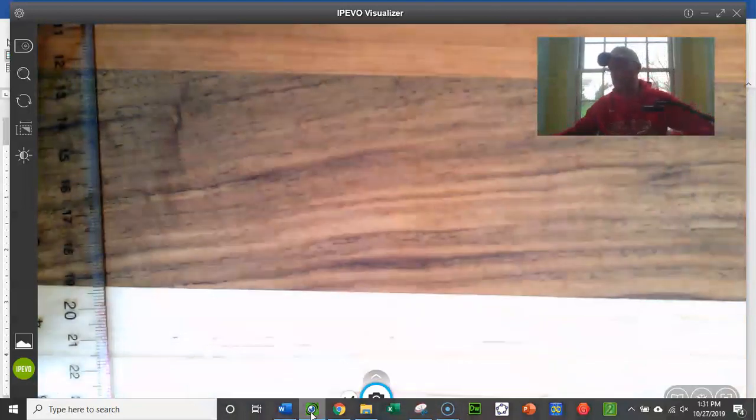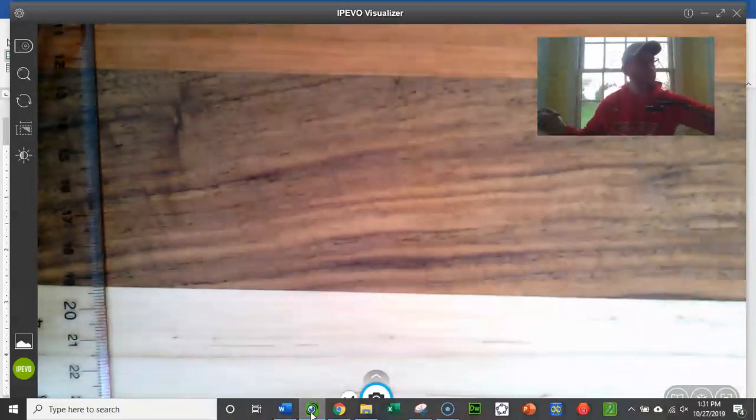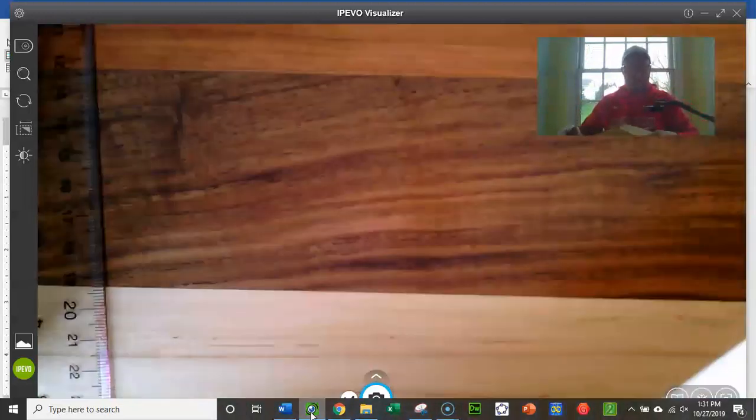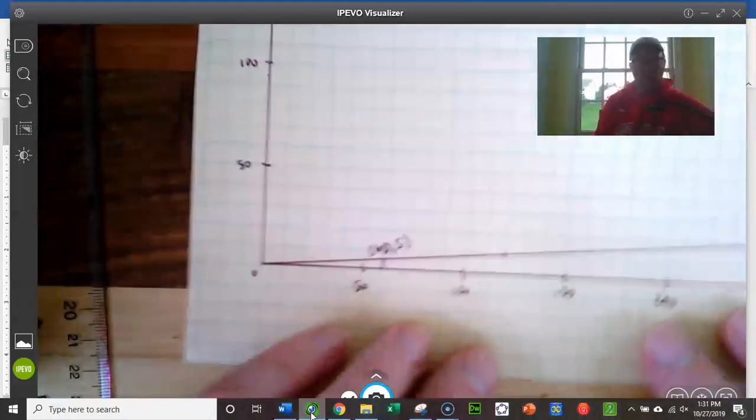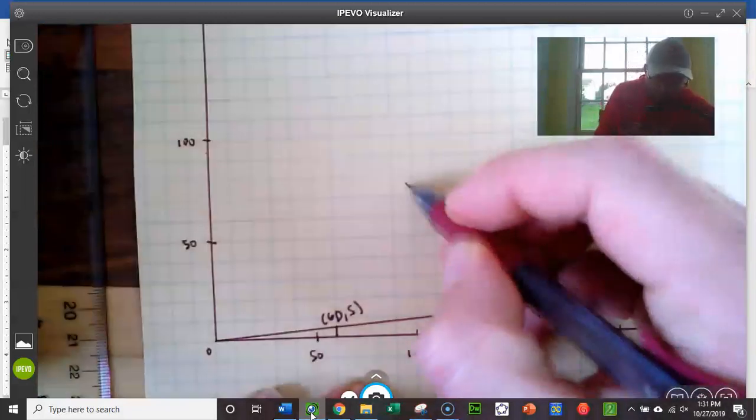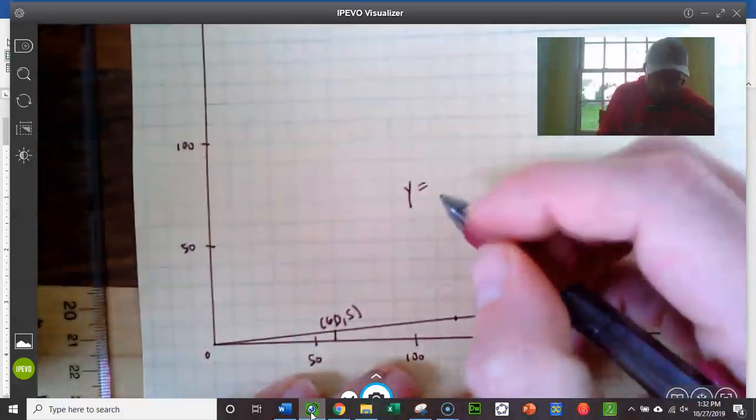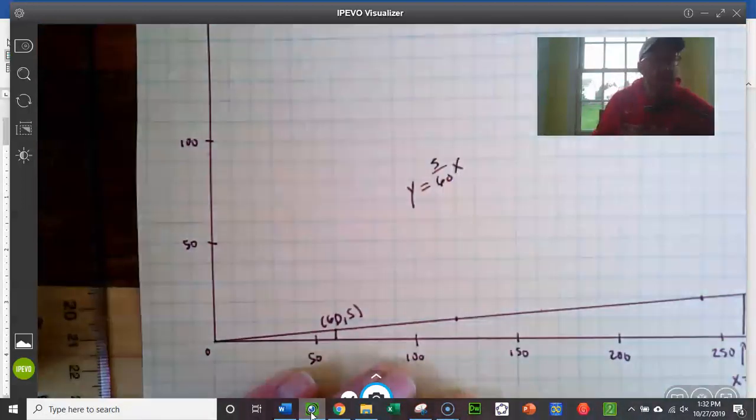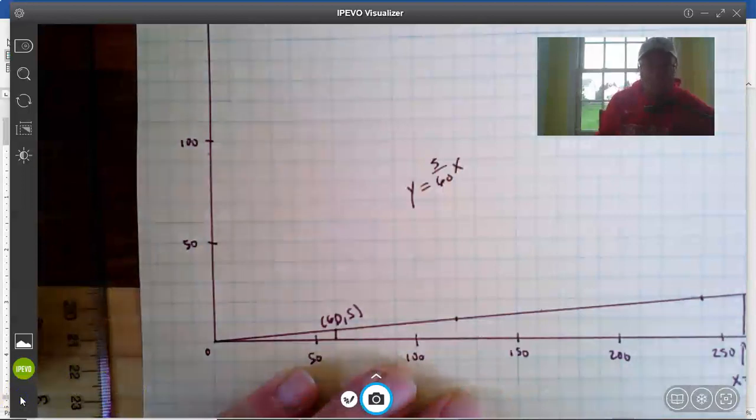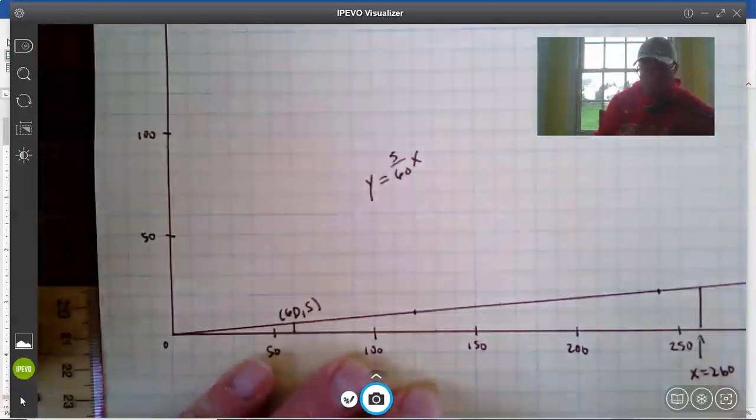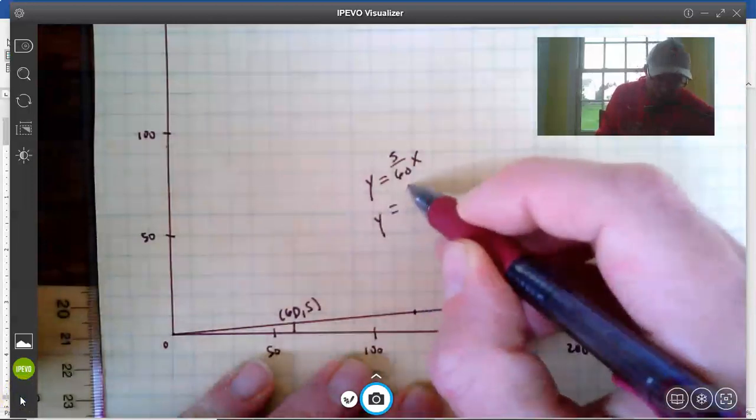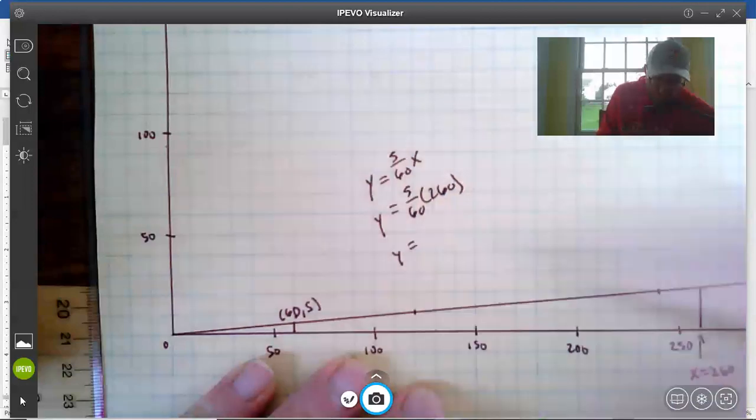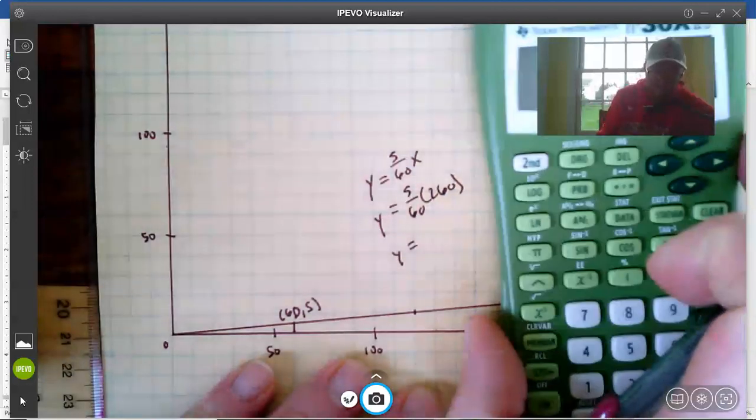All right. Next up, we've got the streetlight problem. Let's see, so our equation is y equals 5 over 60 x. And we're going to plug in 260 for x. 5 over 60. Let's see. That's 1/12.